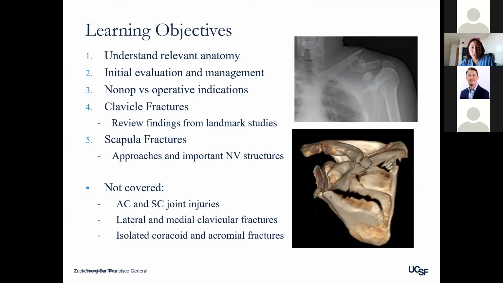All right, so just some overall learning objectives: hopefully we'll review some relevant anatomy with regards to the scapula and the clavicle, go over very briefly some of the initial evaluation and management, and then talk about the non-operative and operative indications for both. Specifically for clavicle fractures, I have a bunch of articles that people commonly cite. And for the scapula, I wanted to go over the approach and some important neurovascular structures that can get in the way and occasionally come up on your exams.